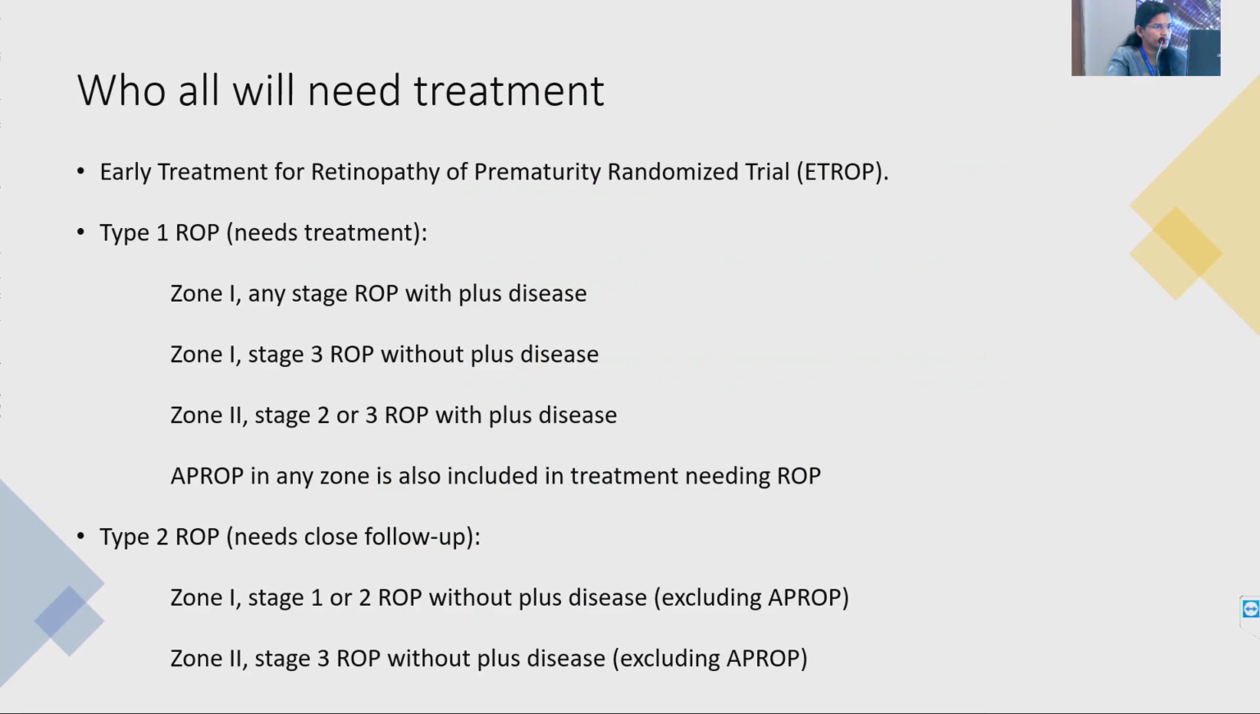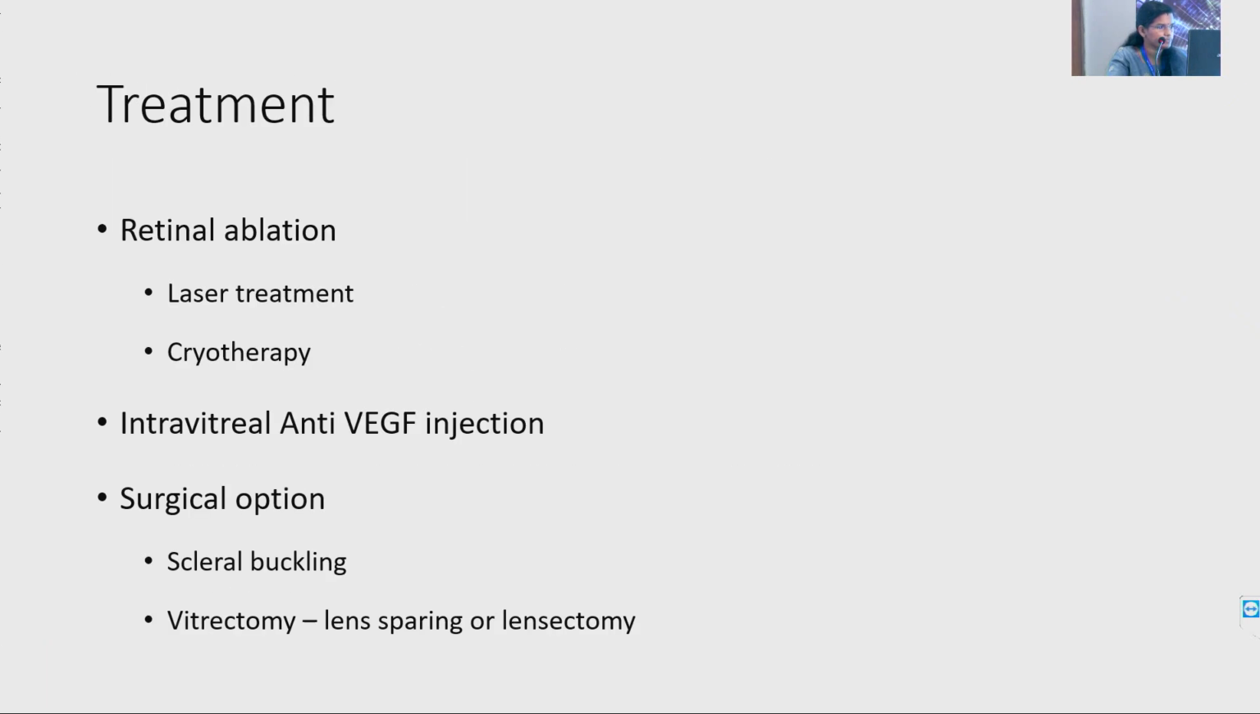It's already covered. And who will need the treatment? According to the ET-ROP criteria, type 1 ROP babies need treatment. That is, any stage of ROP in zone 1 with plus disease, zone 1 stage 3 ROP without plus disease, and zone 2 stage 2 or 3 ROP with plus disease. AP-ROP definitely needs treatment immediately. In type 2 ROP, zone 1 stage 1 or 2 ROP without plus, and zone 2 stage 3 ROP without plus, these babies need close follow-up.